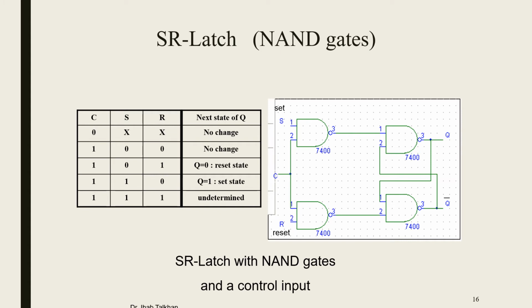When S equals 1 and R equals 0, you will get set. When S equals 0 and R equals 1, you will get reset, and when S equals R equals 0, you will get no change, and this is exactly what we defined before for the NOR gate.